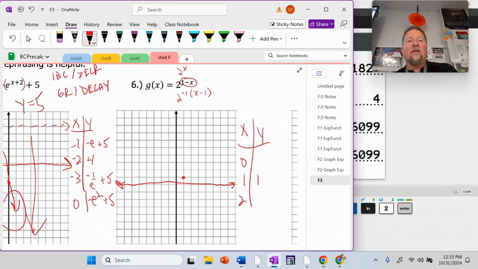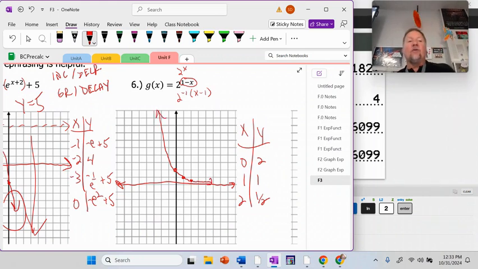1 minus 0 is 1. 2 to the first is 2. 1 minus 2 is negative 1. 2 to the negative first is a half. That's enough. 2 comma half. Oh, hey, and I do have the y-intercept. I know if I keep plugging in, these will keep taking off. So there's the flip over the y-axis.